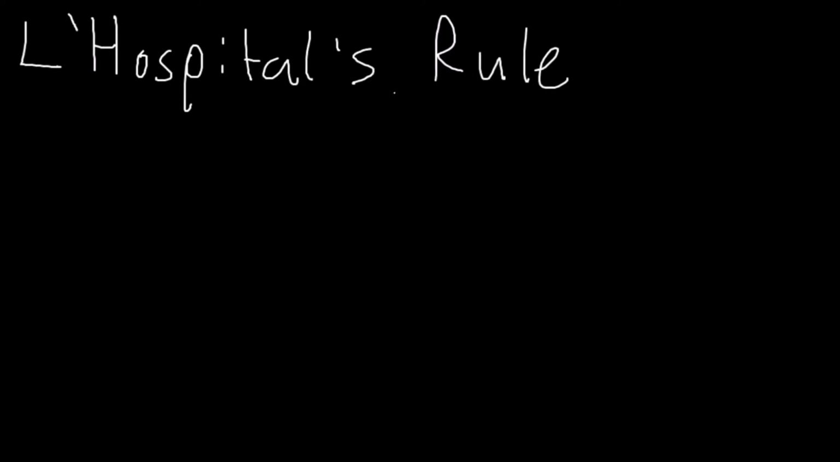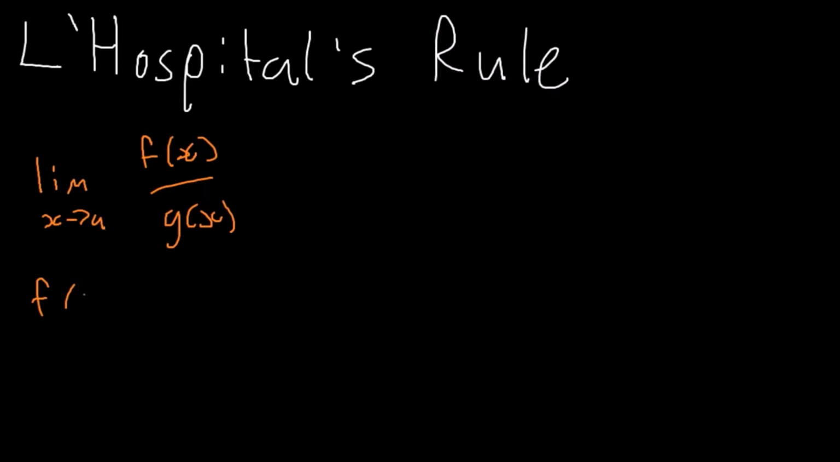So you're stuck on a somewhat tough limit and it just doesn't seem to be evaluating. So you're taking some kind of limit where x is approaching a of f of x over g of x. And the problem is that f of a equals 0 and g of a equals 0. That's your problem here. So what can we do to fix this?